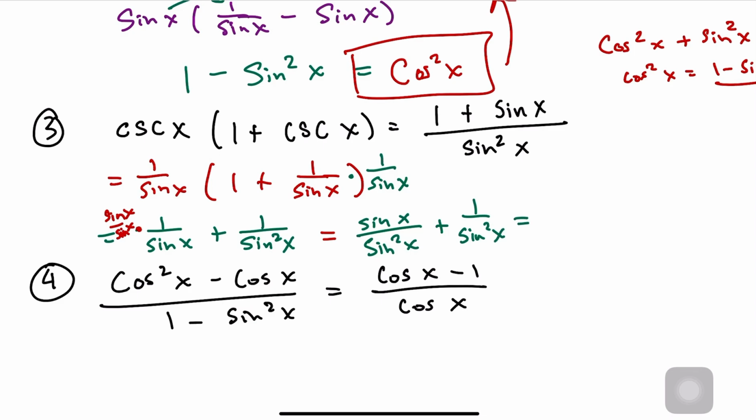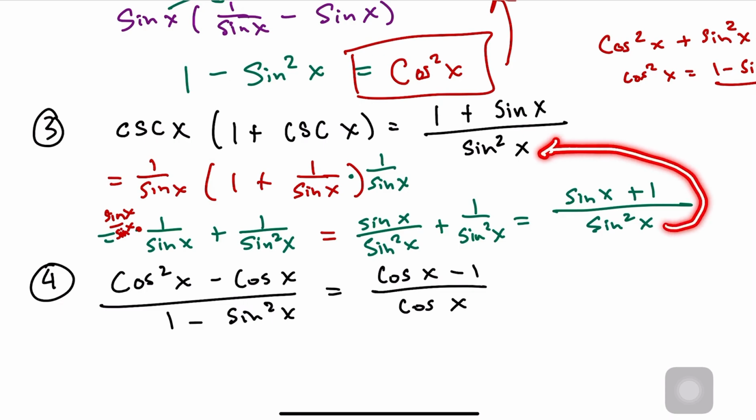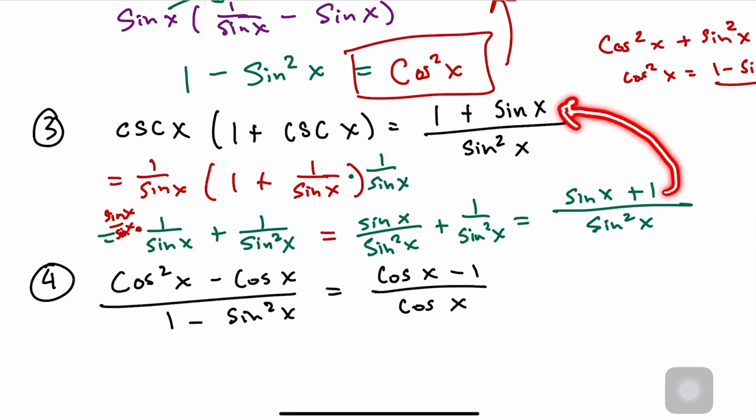Now we can add, right? So it's sine x plus 1 all over sine squared x. And I'm eager to look at the answer now. And boom, the bottoms match. Do the tops match? Yes, they do. For those of you who are like, well, one's 1 plus and the other one is sine x plus 1, well, addition is commutative, meaning 1 plus 2 is 2 plus 1, it's the same thing, right? So boom, check. We're good here.